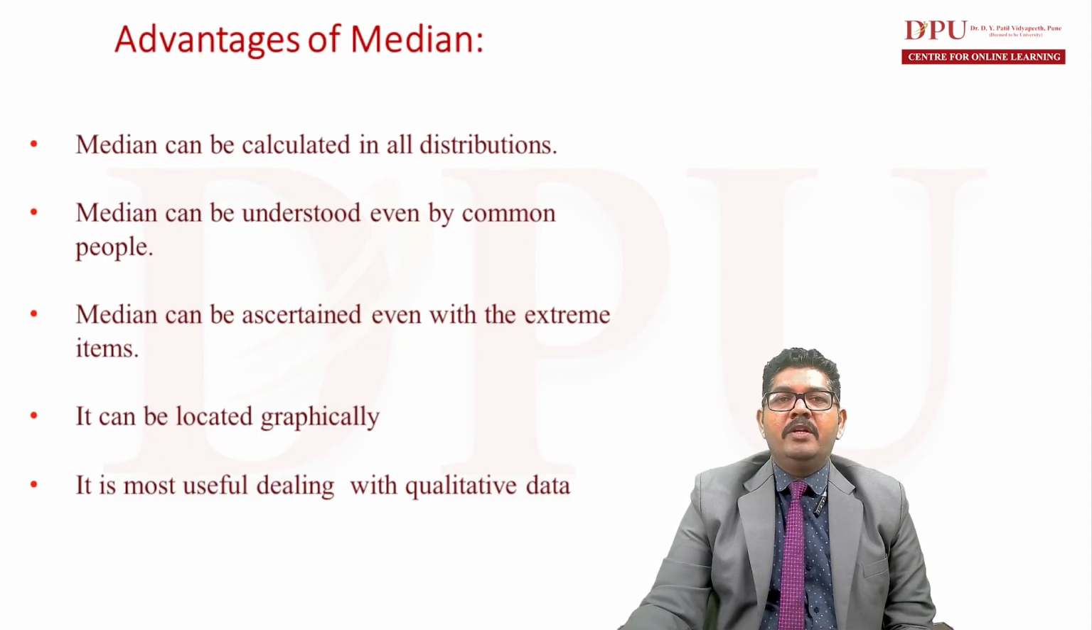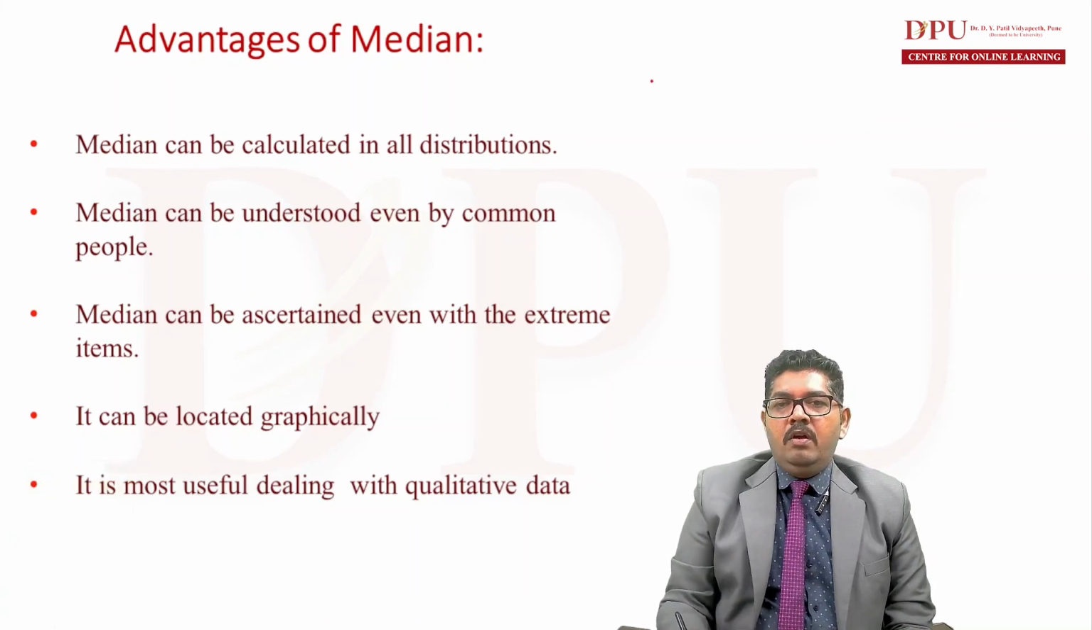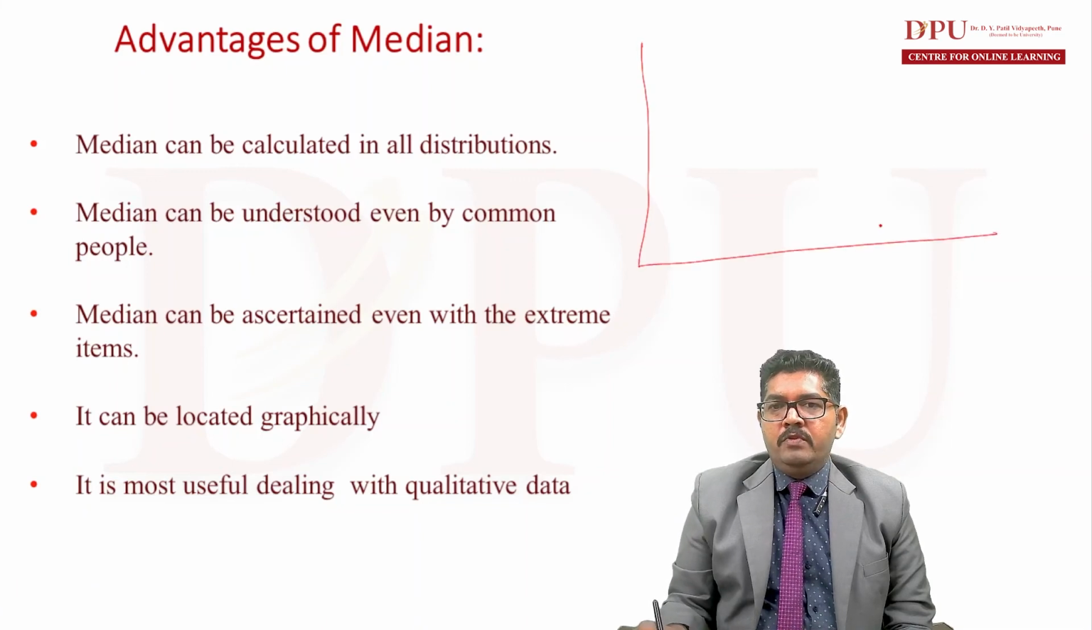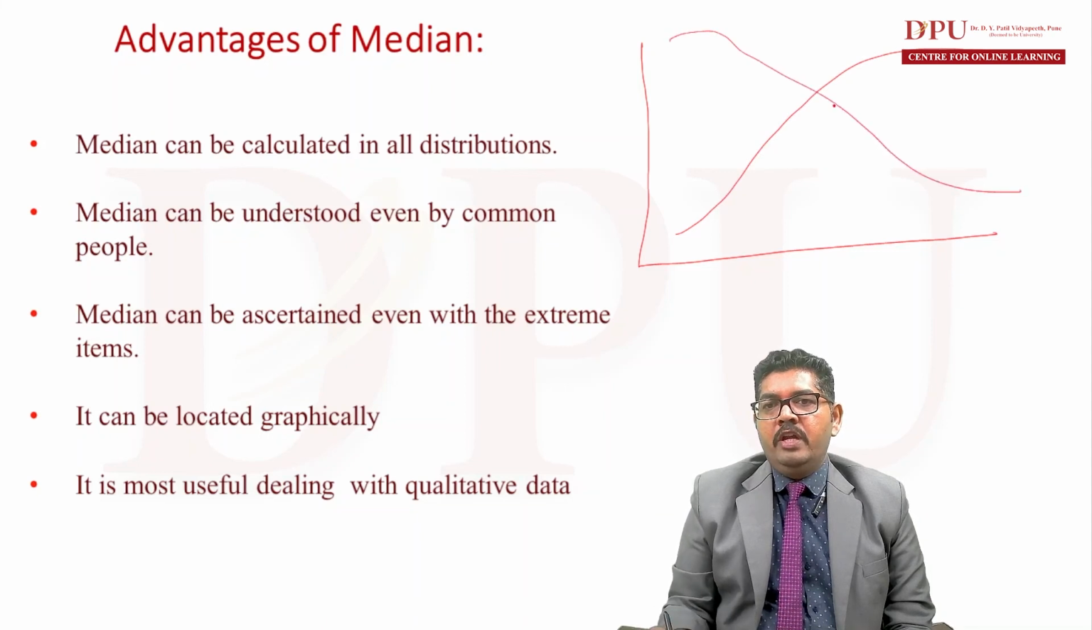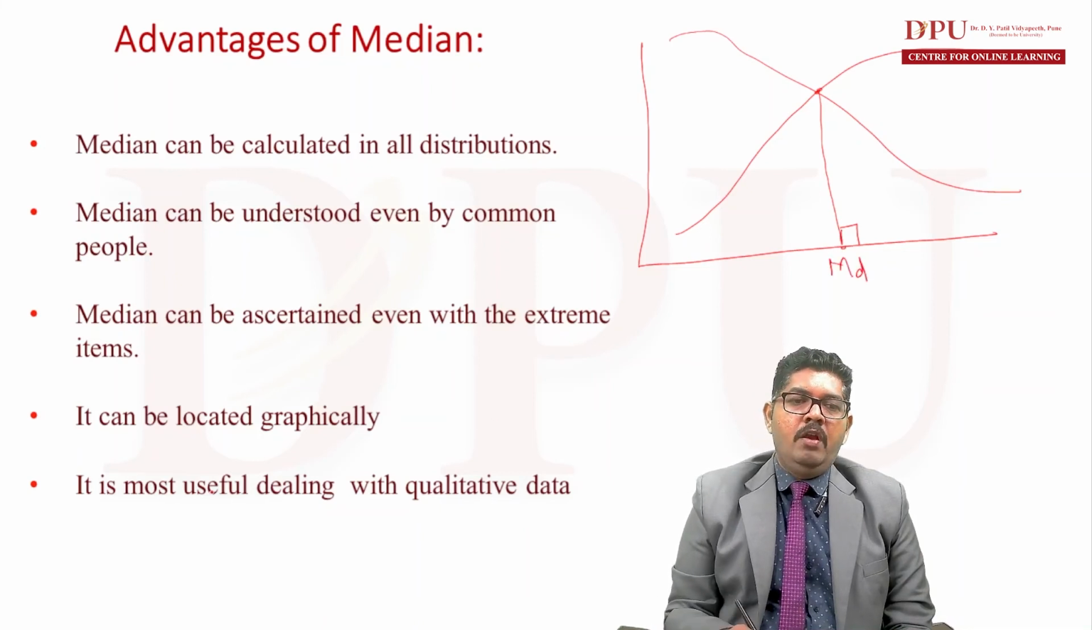It can be located graphically. So when we arrange the data in ascending or descending order, the middle observation is median. Also let me tell you the graphical method of obtaining the median. When we draw ogives, so this is greater than ogive, this is less than ogive. So here we have an intersecting point, and when we draw a perpendicular from this particular point on the x-axis, the value we obtain on the x-axis is the graphical value of median. It is most useful in dealing with qualitative data. So it is useful for qualitative data also.